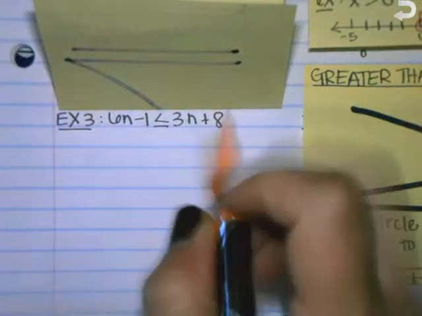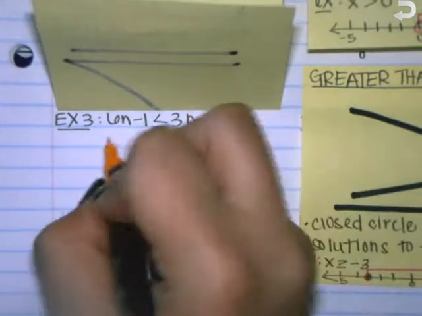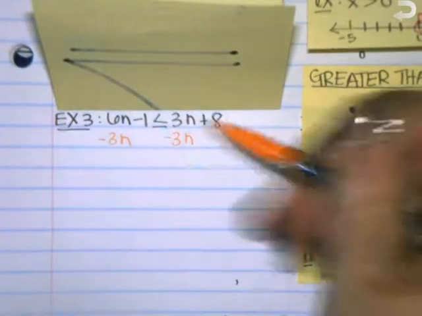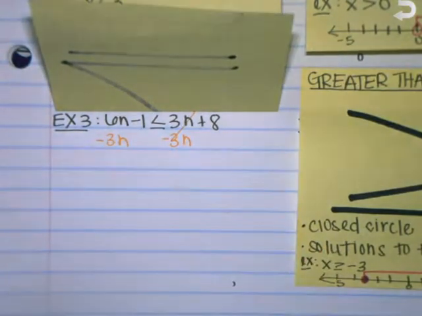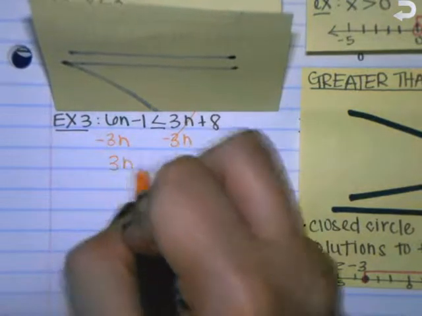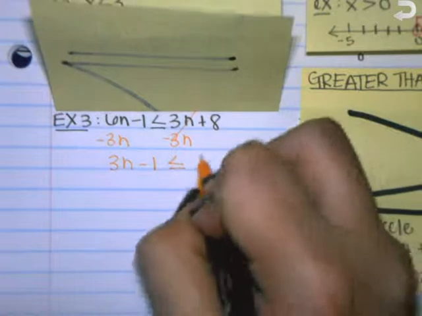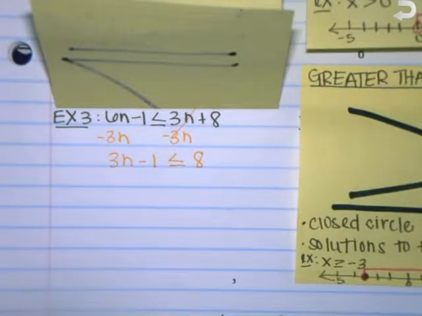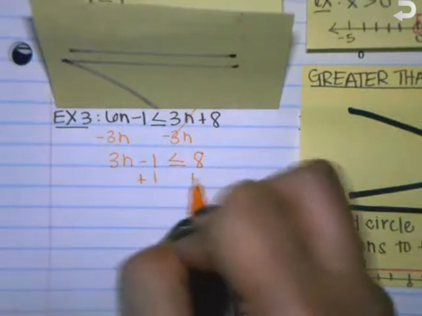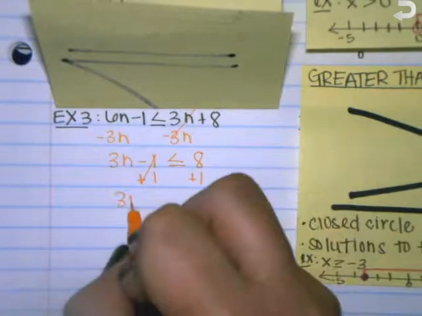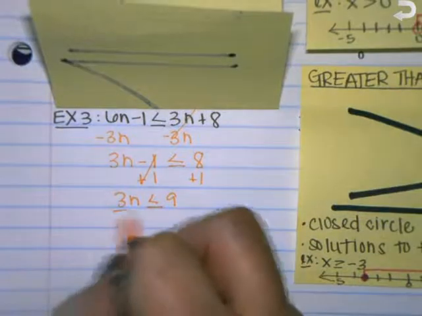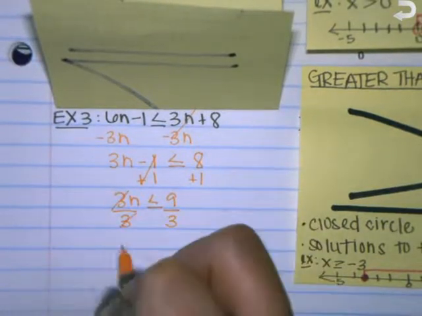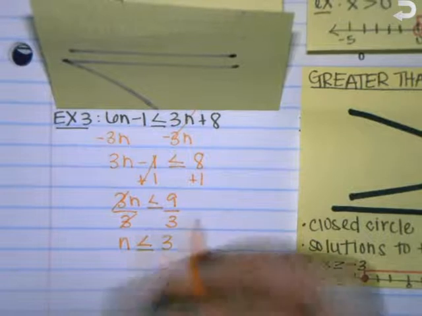So in this case, I'm going to subtract 3n so I can move them all to the left. I'm taking 3n out of the right side and onto the left. It actually works out in this case that it comes out positive, but it won't always be that way. 6n minus 3n gives me 3n minus 1, less than or equal to 8. And then add 1 to both sides. So 3n is less than or equal to 9. And divide both sides by 3. So our solutions are n less than or equal to 3.